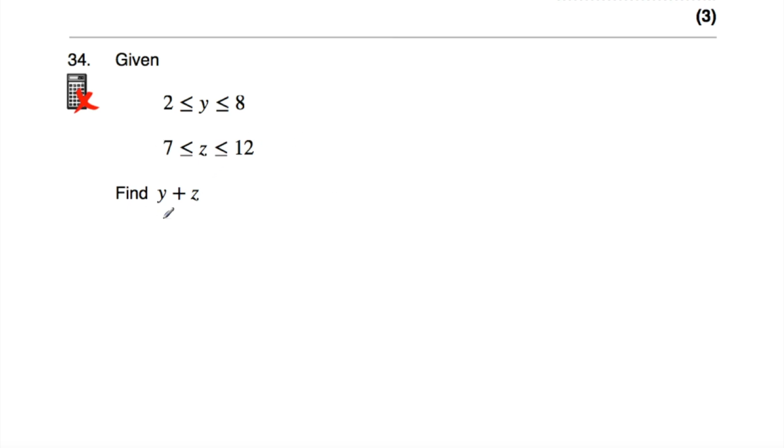Okay, so let's consider the smallest possible value for y plus z. Well, y is bigger than or equal to 2, so the smallest possible value that y could be would be 2. And z is bigger than or equal to 7, so the smallest possible value that z could be would be 7. So the smallest possible value for y plus z would be 2 plus 7, which is 9. So that means y plus z must be bigger than or equal to 9.